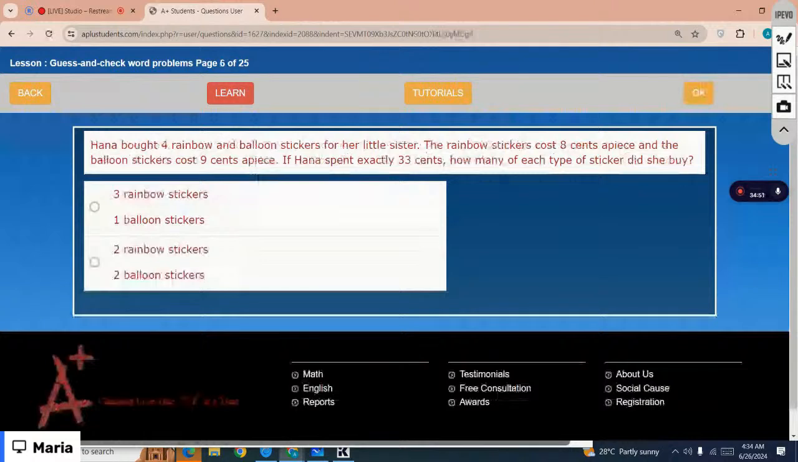Hannah bought 4 rainbow and balloon stickers for her little sister. The rainbow stickers cost 8 cents a piece and the balloon stickers cost 9 cents a piece. If Hannah spent exactly 33 cents, how many of each type of sticker did she buy? Which is the correct option?